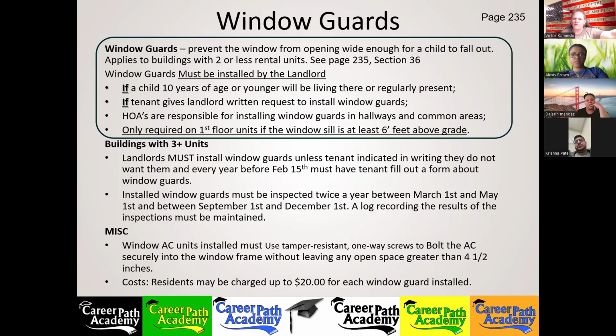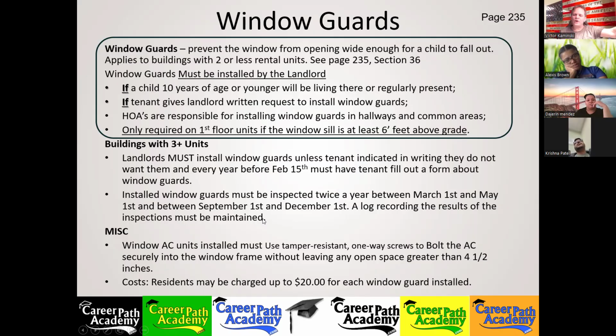And every year before February 15th, the landlord must have the tenant fill out a form about window guards. Installed window guards must be inspected twice a year, between March 1st and May 1st, and again between September 1st and December 1st. And they need to keep a log recording the results of the inspection.